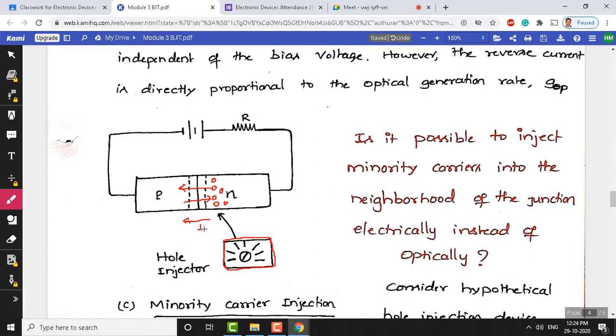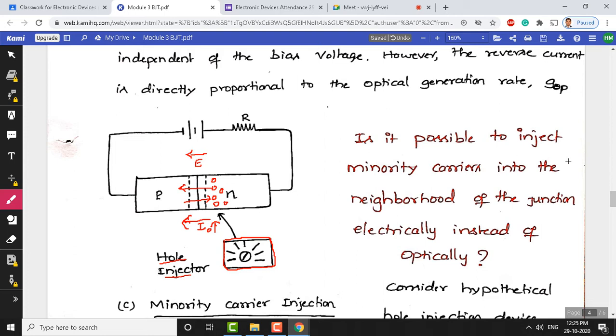So, whatever current we have seen due to the optical generation, now with the same current we can create it by using a conceptual device called a hole injector. This injects holes into the N region, and these holes diffuse to the depletion region, and within the depletion region there is an electric field E. Now, this electric field will push the holes into the P region, and as holes keep moving, I naught keeps increasing. So, this is what we call the hole injector.